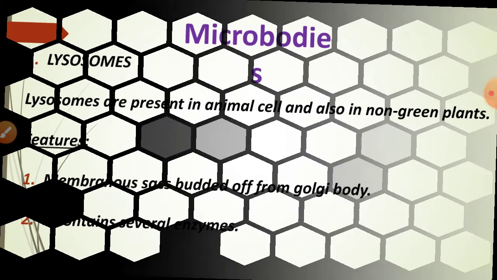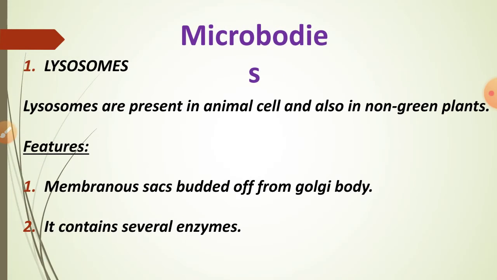In today's class, we are going to discuss about microbodies. Micro means very small or very thin. It is a sac-like structure and there are three different kinds of microbodies. What are they? Lysosome, peroxisome, glyoxysomes.